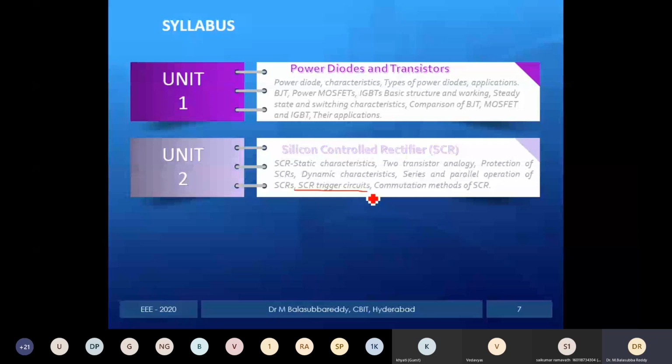Triggering circuit, some methods are there. We'll come across that in unit 2. And then commutation methods. There is one new word here, commutation. All of you remember, we will repeatedly use that word throughout the unit. Commutation is not a machine's commutation. There also the commutation word is there, but in power electronics, commutation just means the process of turning off the device, because once the device is turned on, you need to turn it off.